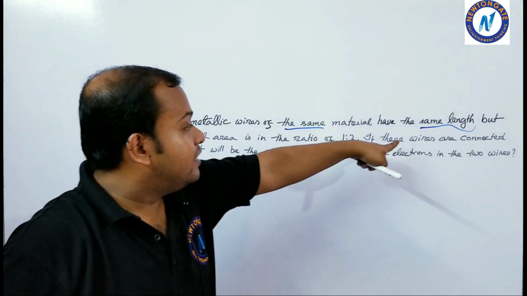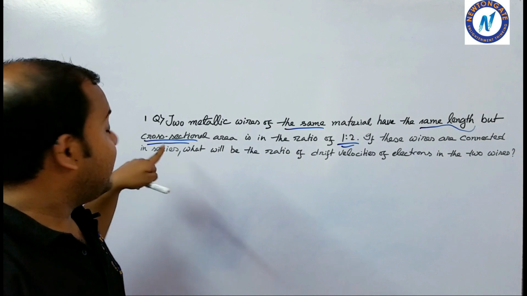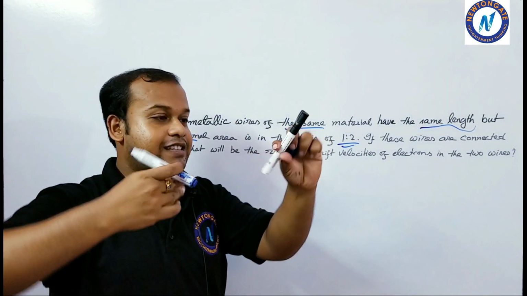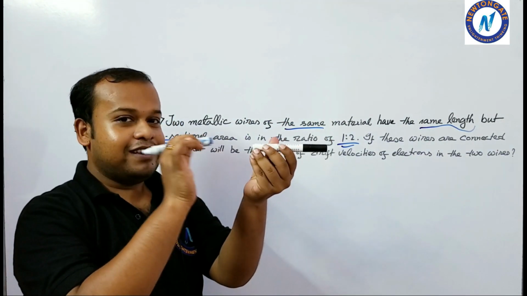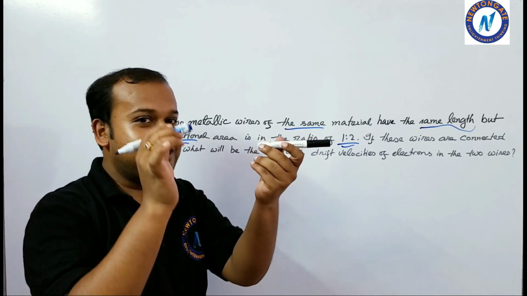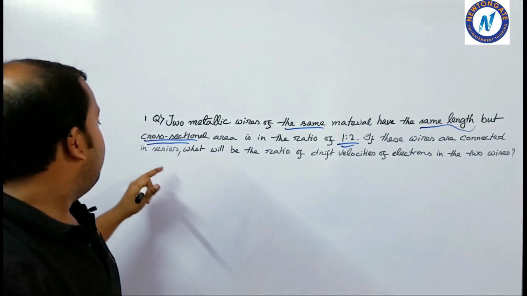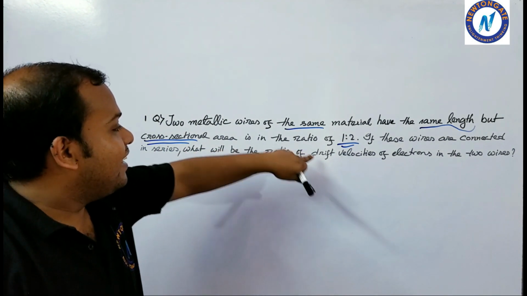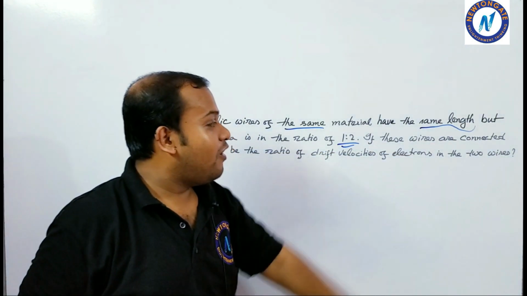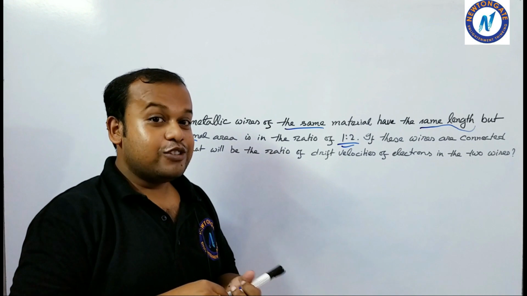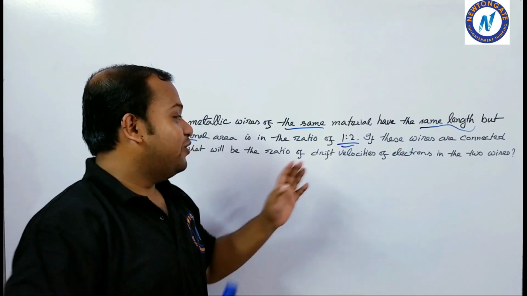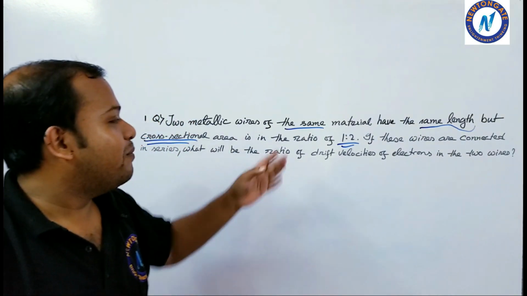Now, if these wires are connected in series, like this, if this black one is one wire and this blue is another, they are connected in series like this. So, what will be the ratio of drift velocities of electrons in the wires? Let us see how we should approach this solution.